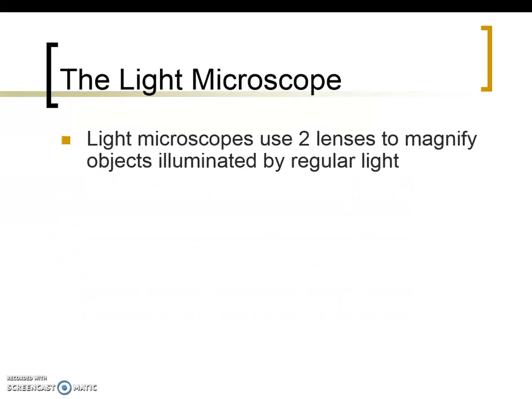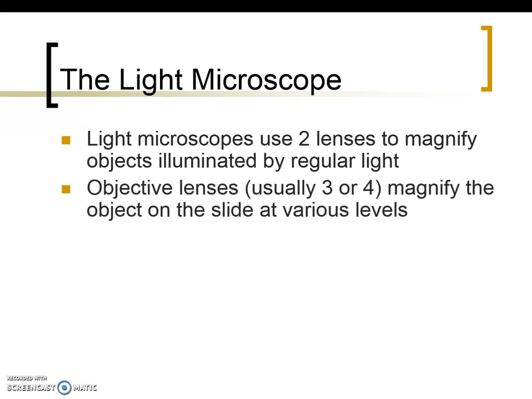So the microscopes that you're going to be using in lab are called the light microscope or the compound light microscope. They use two lenses to magnify objects which are illuminated by a light source. So there's a little small light bulb in your microscope, and that's how your microscope is able to provide the light so that you can see these small objects.